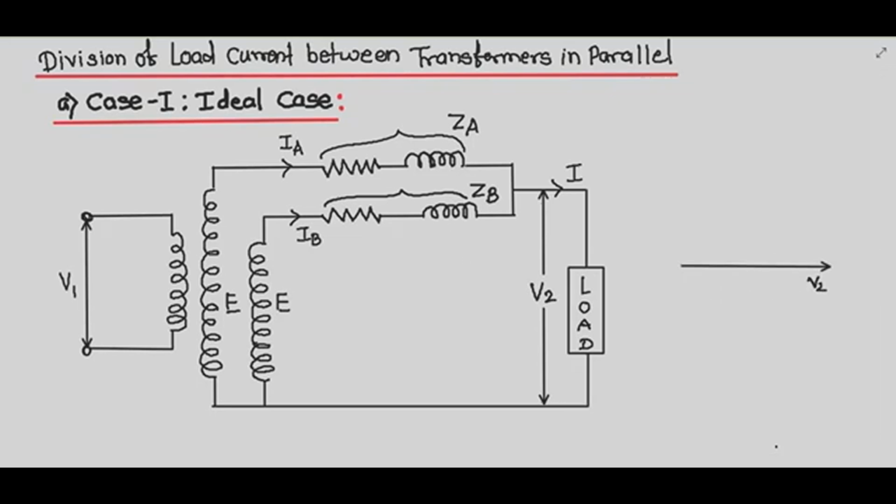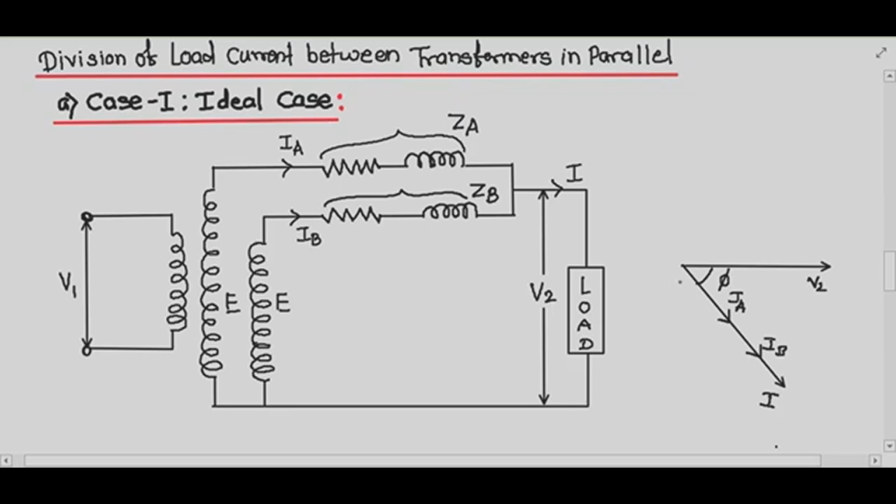Then my IA and IB both lag the voltage by the same angle because they are connected in parallel. So this is your IA and this is your IB, and the same is nothing but your I, which is lagging behind my V2 by angle phi, the power factor angle phi.